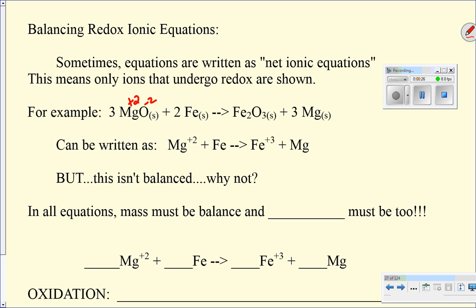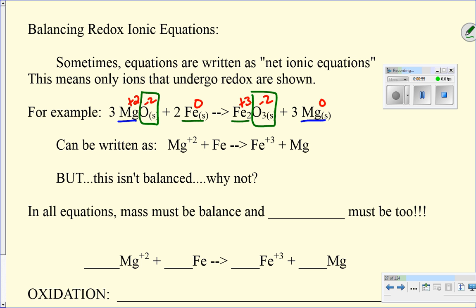Magnesium is one of our charges that's changing, as well as iron. If we assign oxidation states to each of these, magnesium is going from a +2 to a 0, so it's getting reduced, and iron is being oxidized, going from a charge of 0 to a charge of +3. Throughout this reaction, oxygen stays -2. Oxygen is something that we could call a spectator ion.